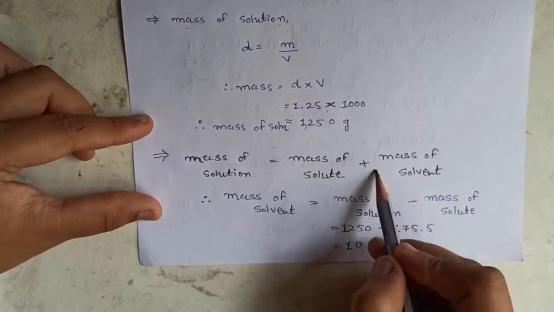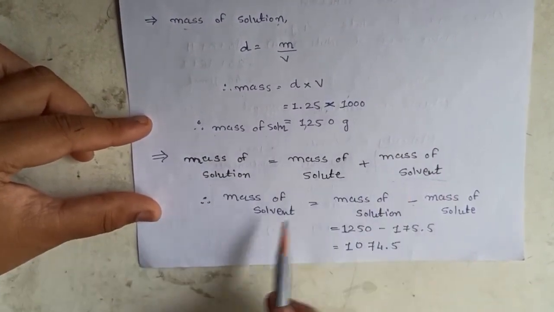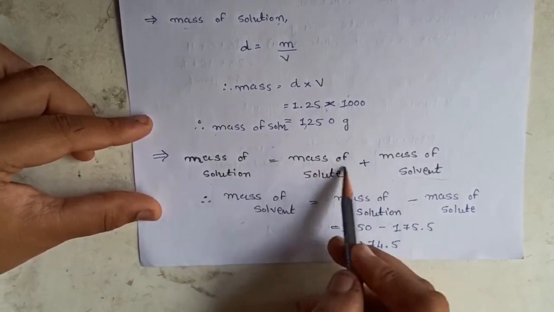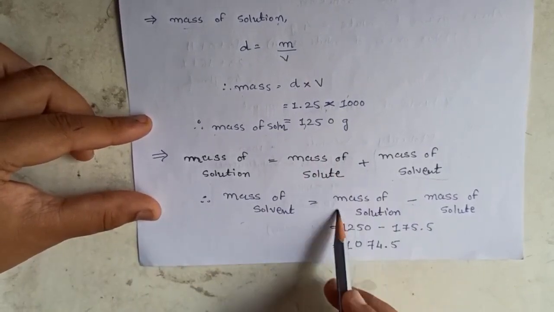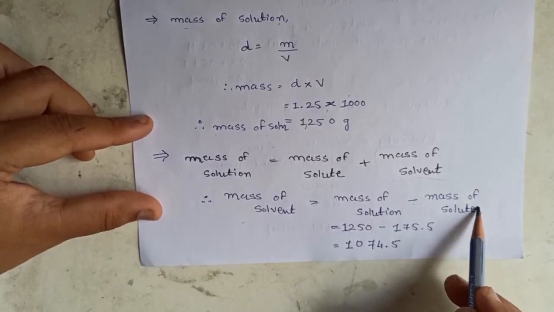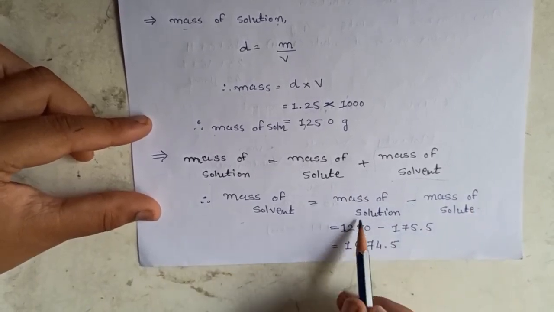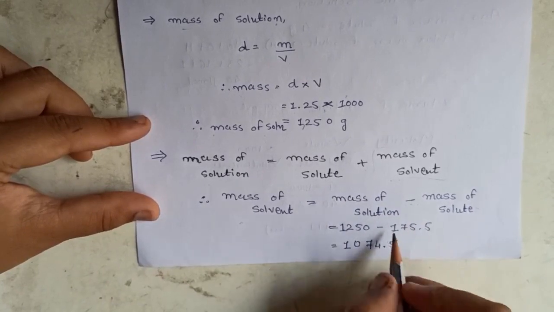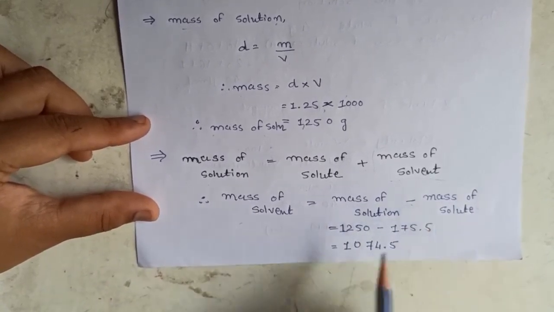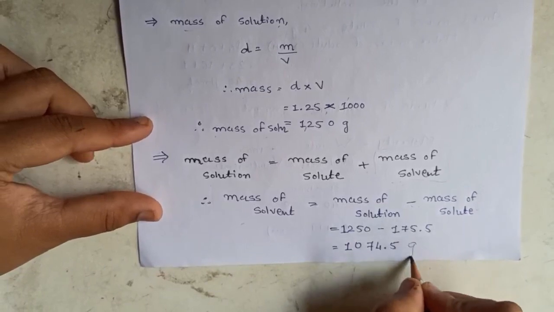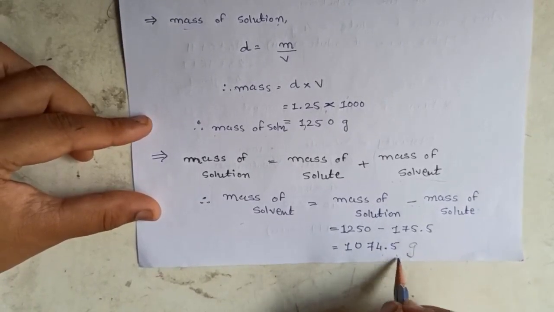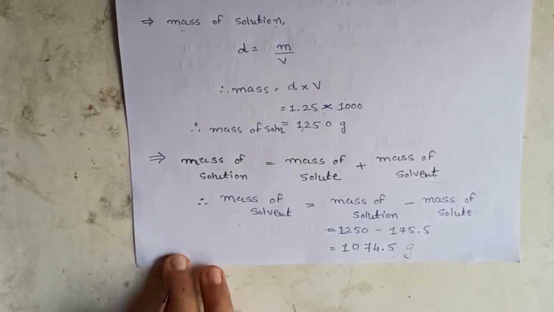Now mass of solution equal to mass of solute plus mass of solvent. Here we have to find out the mass of solvent, right? So mass of solvent will be mass of solution minus mass of solute, and we already found out the mass of solution and mass of solute. So if you subtract mass of solute from mass of solution, you will get mass of solvent, which is 1074.5 gram, right?